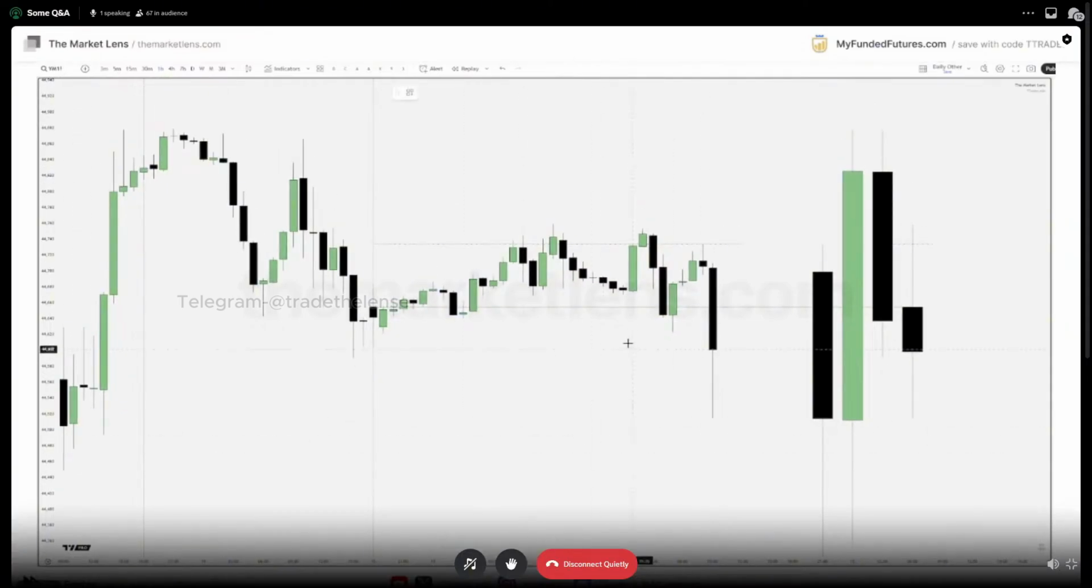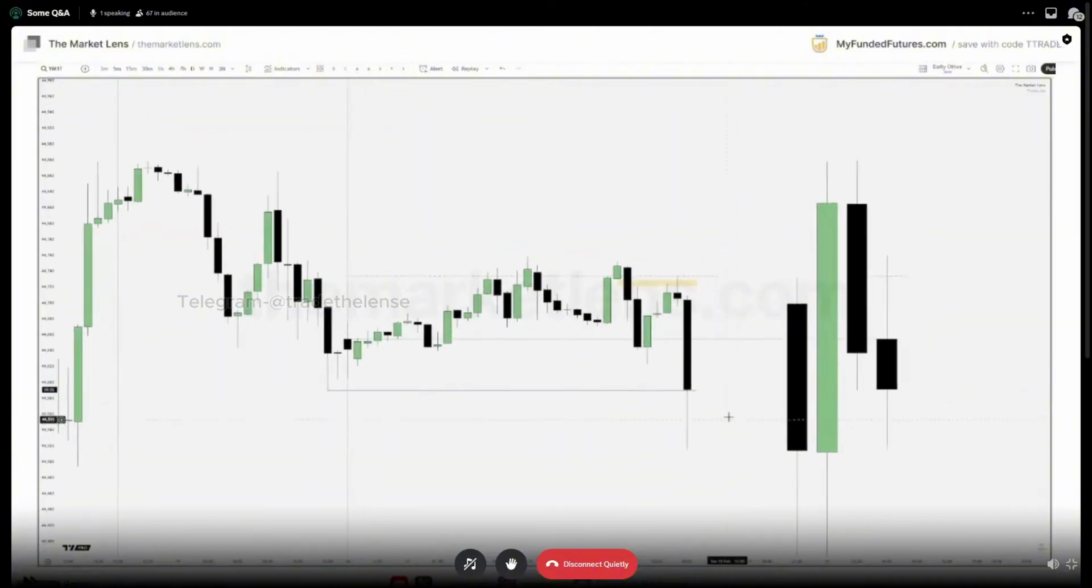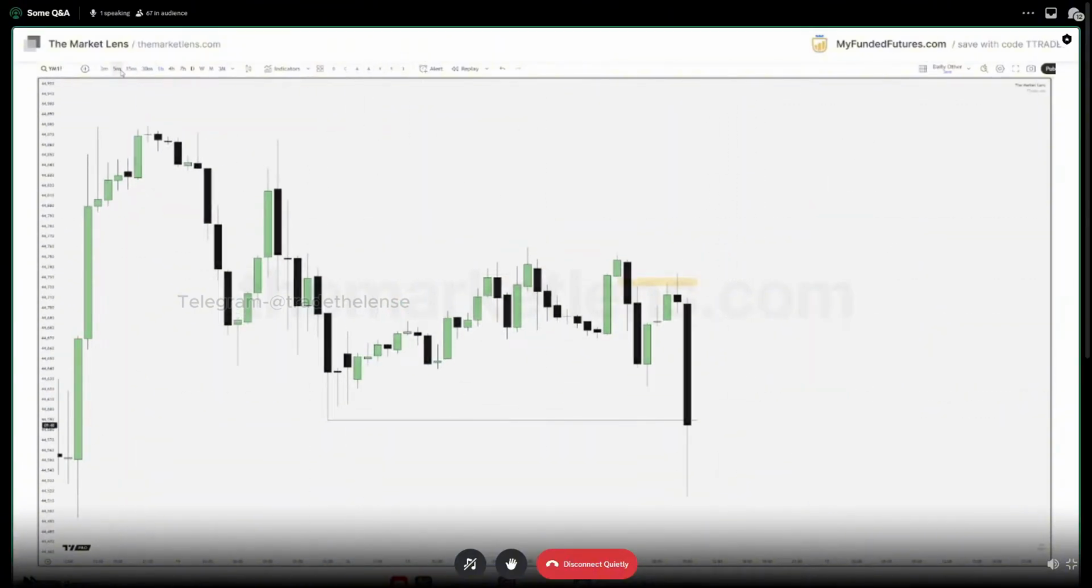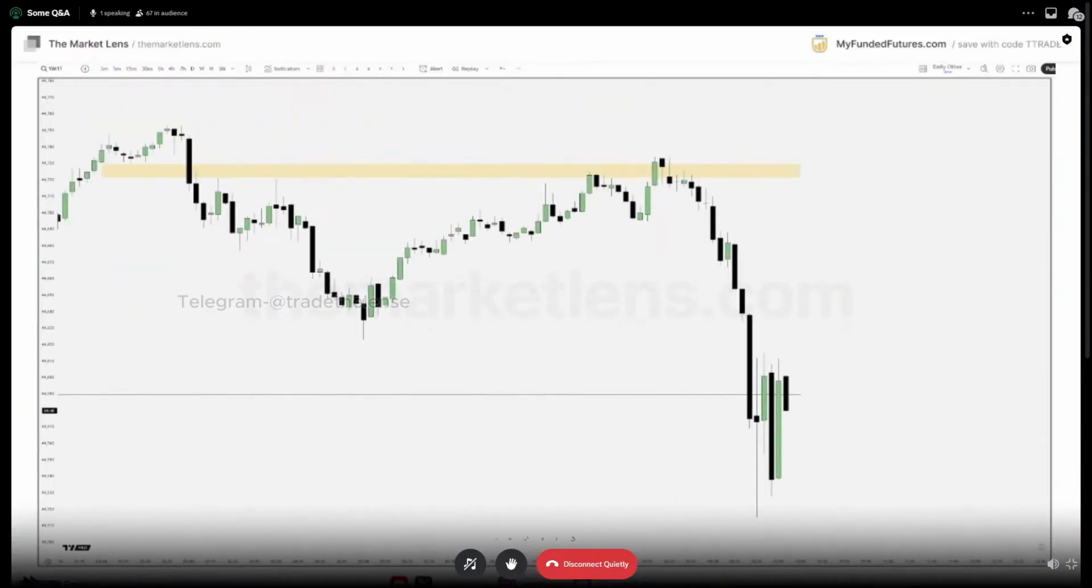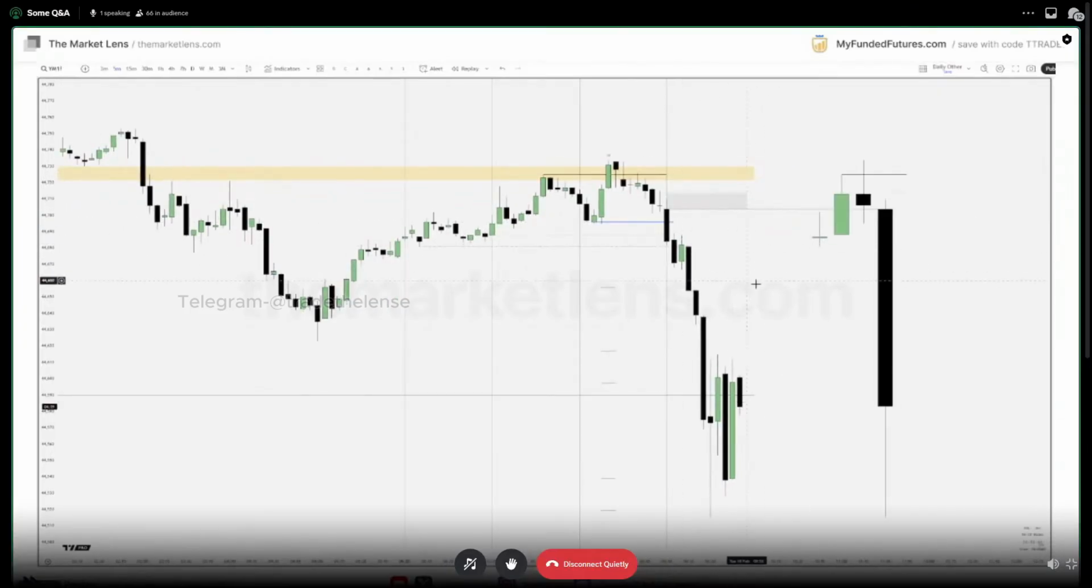We have the hourly reaches into fair value gap. We have previous day low resting here. We have that closure. Hit that. Go to the 5-minute. Here we have the change in the state of delivery. And then I can get on side with this, right?